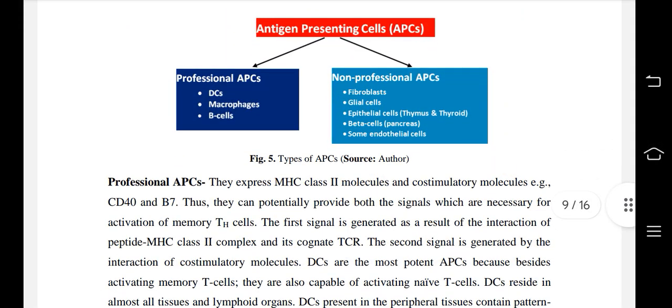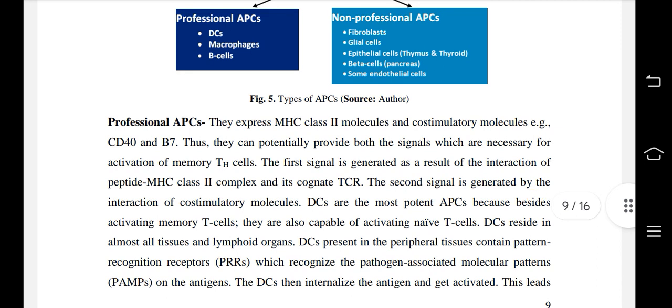Professional APCs: DCs, macrophages, B cells. Non-professional APCs: fibroblasts, glial cells, epithelial cells, thymus and thyroid, beta cells of the pancreas, some endothelial cells. Professional APCs.